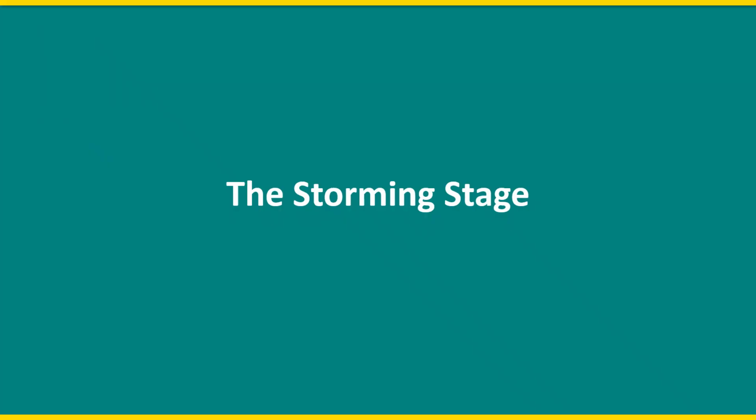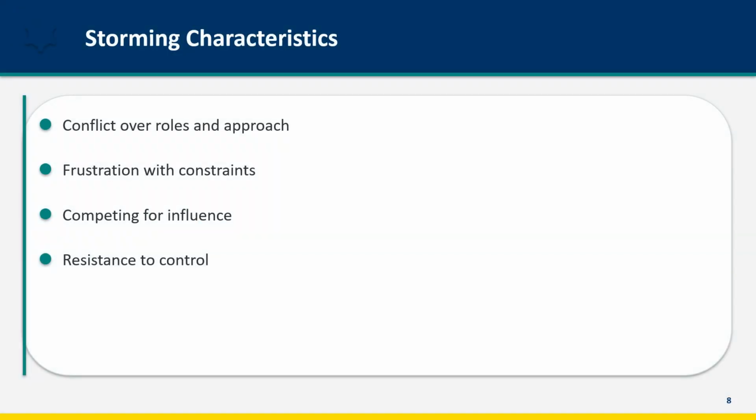Storming is the most challenging stage. It's where many teams get stuck. Understanding what's happening helps you navigate it. In storming, conflict emerges. Team members disagree about roles, approaches, and priorities. The initial politeness fades as real personalities and preferences surface.